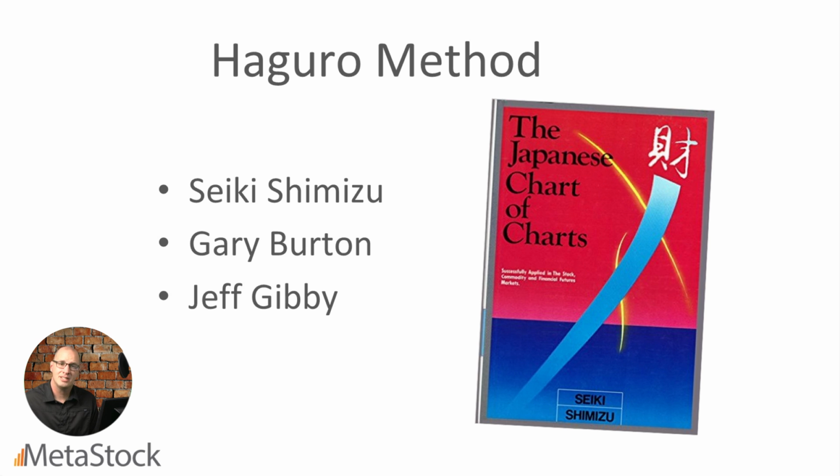The Haguro method is designed to help you quickly identify support and resistance based off of candlesticks and the weekly chart. The system was created by Gary Burton based off of the work of Seiki Shimizu. Gary Burton is actually the president of the Australian Technical Analysis Society and worked for years to develop this strategy based off of Seiki Shimizu's work. Jeff Gibby from our office actually helped work with Gary Burton to help put this system into MetaStock and bring it forward. You'll see in just a moment why it's a very powerful strategy for helping you understand the direction of the market or the security that you're looking at.